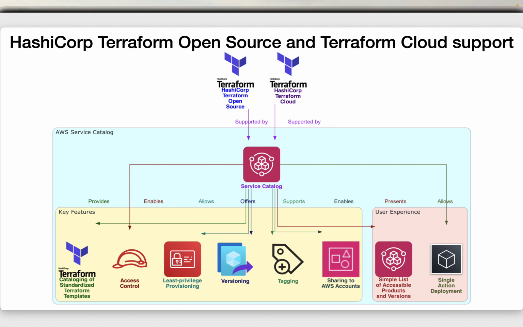within AWS. You can access Service Catalog key features, including cataloging of standardized and pre-approved Terraform templates, access control, least privilege provisioning, versioning, tagging, and sharing to thousands of AWS accounts. Your end users see a simple list of products and versions that they have access to, and can then deploy those products in a single action.